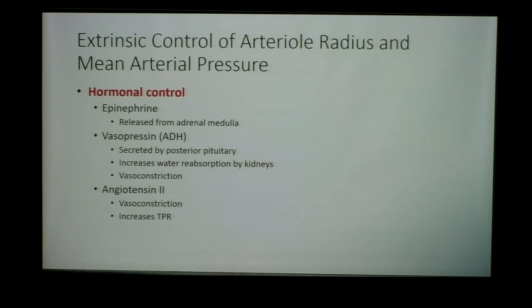Vasopressin, or ADH, is a hormone secreted from the posterior pituitary, and that is going to increase water reabsorption in the distal parts of the kidneys. And then we have angiotensin II. Both of these are also going to increase our TPR. Both of these are going to vasoconstrict our blood vessels or raise or maintain our blood pressure, okay?